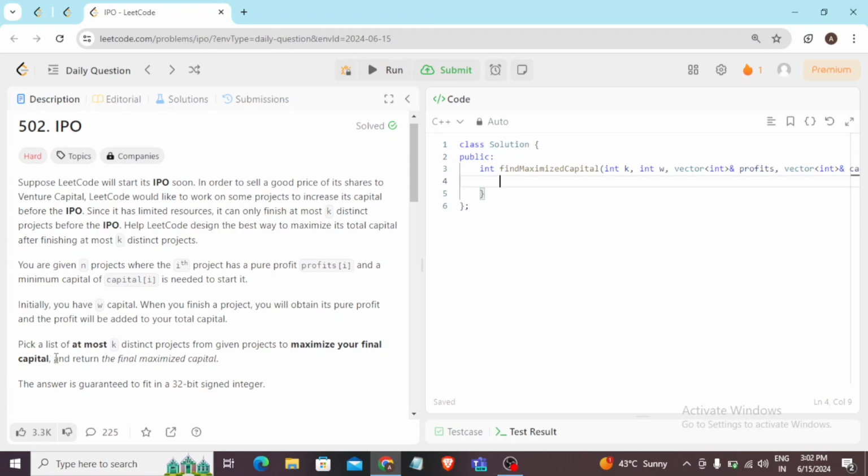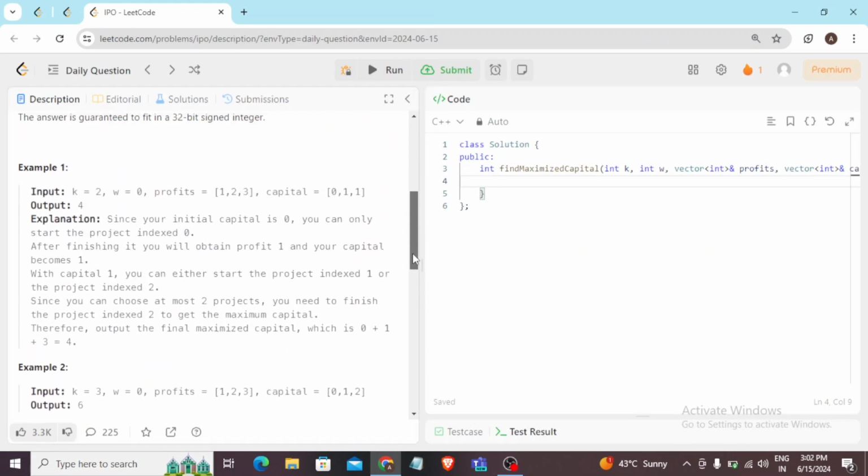For maximizing our final capital, we have to take only those values which have maximum profits, which we can take under W. The question also says that after completing one operation, we will increment our W with the profit of the project we have completed. So W will be incremented as W plus equals profits of I. And they have also given an example.